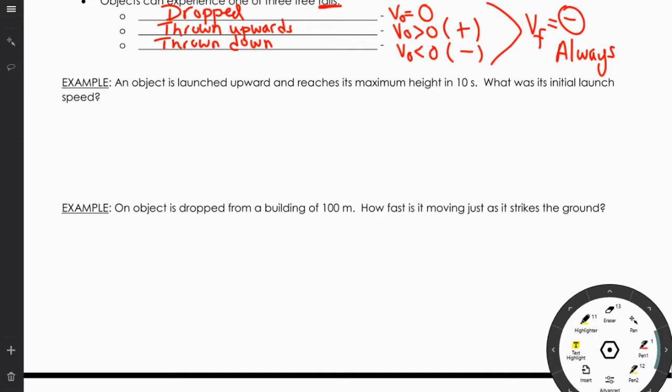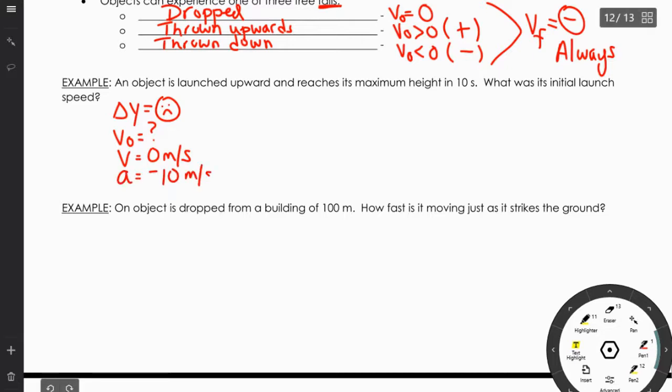What is its initial launch speed? So if we write down our information, we're looking for our initial velocity at the maximum height. They tell us about this maximum height, but they don't ask for it. Remember, our final velocity is 0. Our acceleration is always either -10 or -9.81, and here I'll just use -10. And then our time is given to us as 10 seconds.